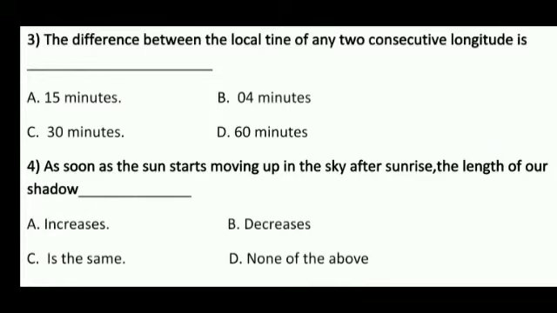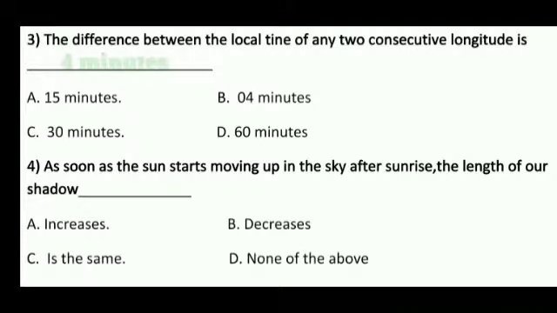Next is, the difference between the local time of any two consecutive longitudes is dash. Options are 15 minutes, 4 minutes, 30 minutes and 60 minutes. Write the answer, 4 minutes. See students, you have to write the complete answer in the bracket. Don't write options A or B. Okay. Now see question number 4.